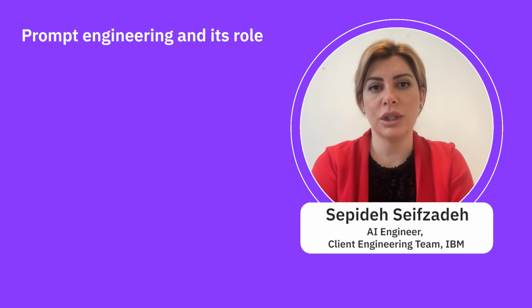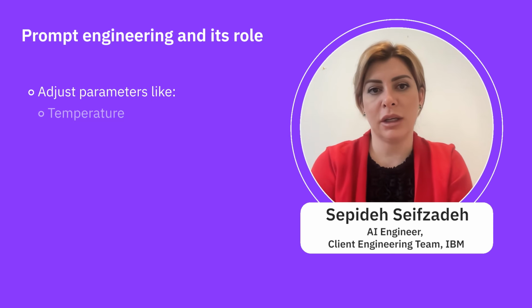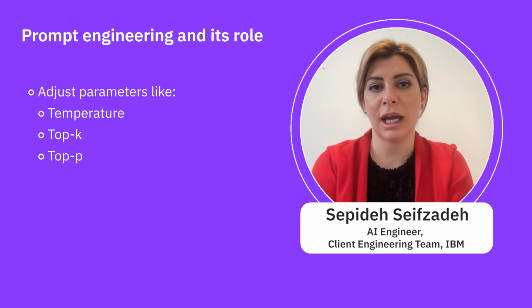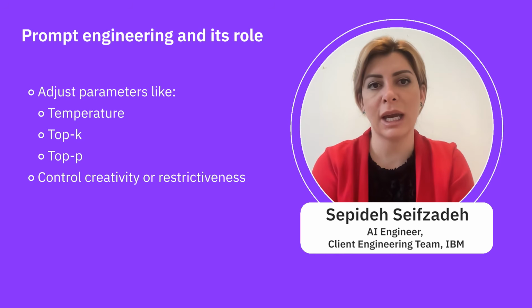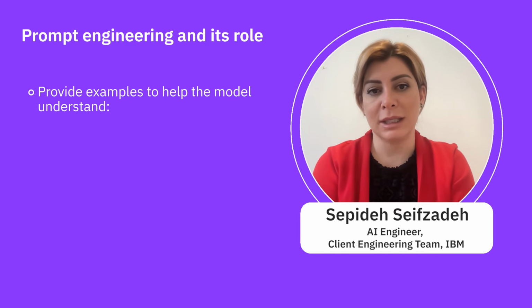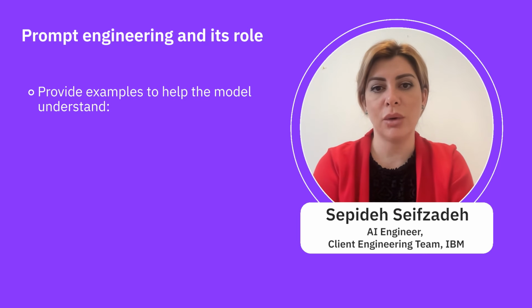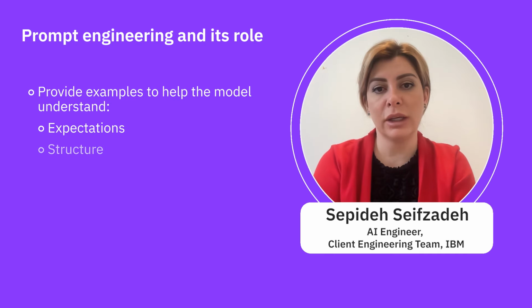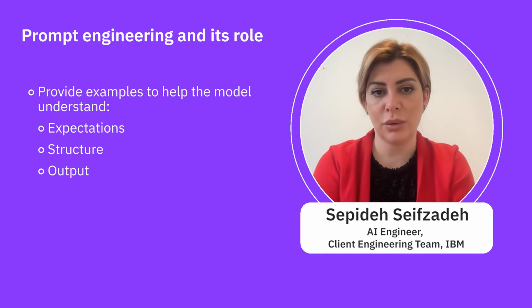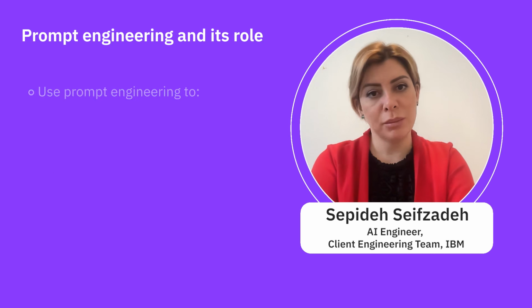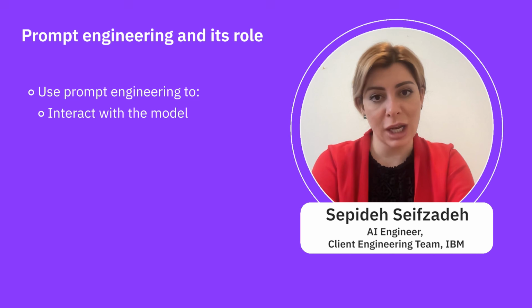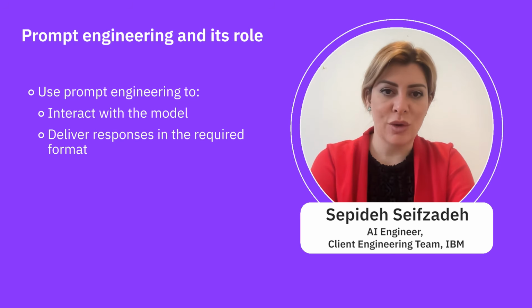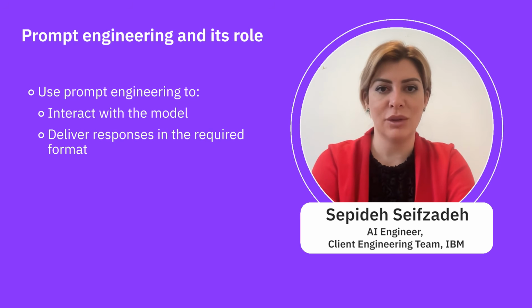Another thing is how generative and restricted we want to make our model. So there are some parameters like temperature, top K, top P that enable our model to be more generative as well. So we can control that, and we can provide it some examples, as I mentioned, so that the model knows what is the desired structure of the output that we are looking for. So prompt engineering is actually a task that enables us to interact with our model and ask it to provide a response in a format and in a way that we are looking for.